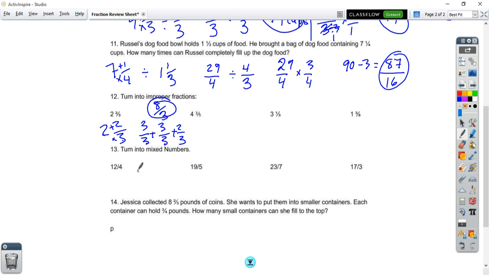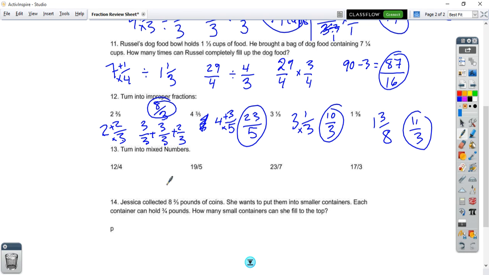Then I've got over here 3/5. Well, that one's fine. Oh no, it's 4 3/5. My bad. So that would be 4 3/5. So I do 5 times 4 is 20, plus 3 is 23/5. Here I do 3 1/3. 3 times 3 is 9. 9 plus 1 is 10/3. Here I have 1 3/8. So that's 8 times 1 is 8. 8 plus 3 is 11/8.